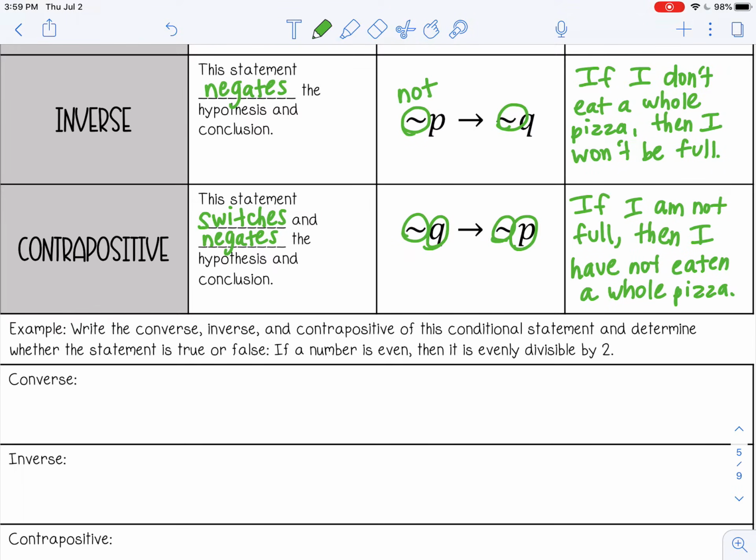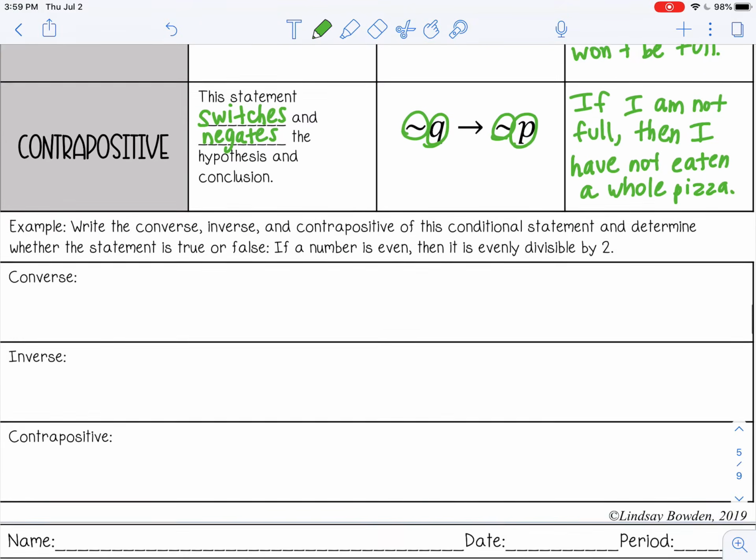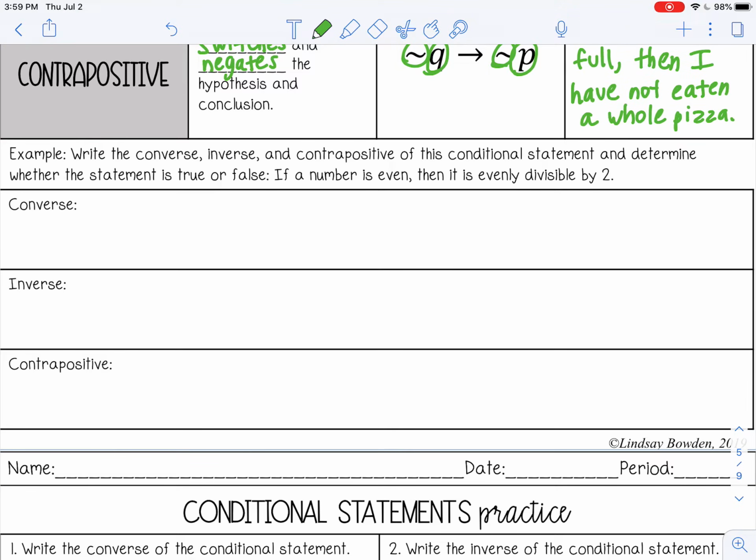All right, let's try some examples. Write the converse, inverse, and contrapositive of this conditional statement and determine whether the statement is true or false. So the conditional statement is, if a number is even, then it is evenly divisible by 2. Okay, so pause the video and write the 3 different versions now.